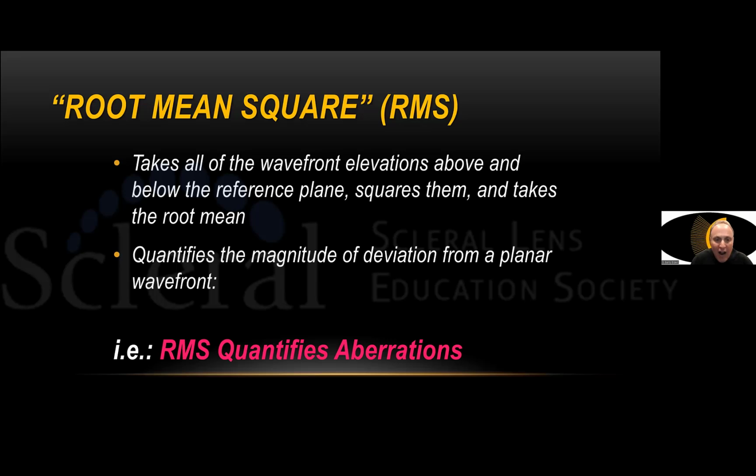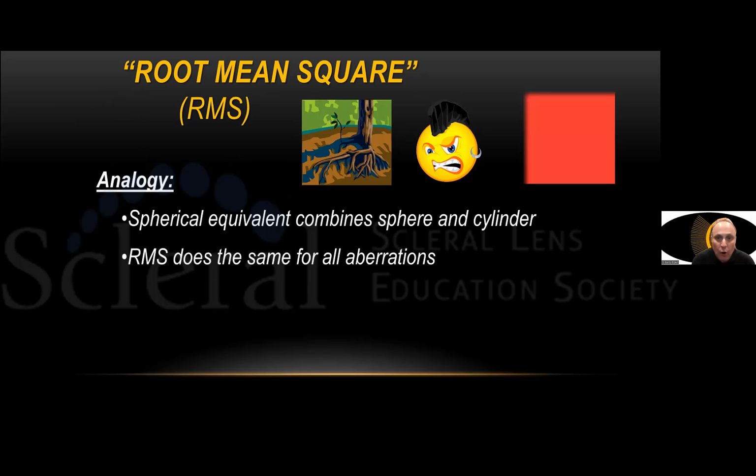So if we're talking about high order RMS values, it's taking all of those high order aberrations and quantifying them into a number. The higher the number, the more high order aberrations we have. Now, if you're looking at RMS, that specific number does not break it down into the individual components. So how do we think about a root mean square? That was pretty cute. I thought I came up with that. So we got root, mean, and square.